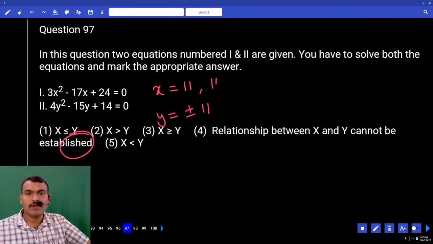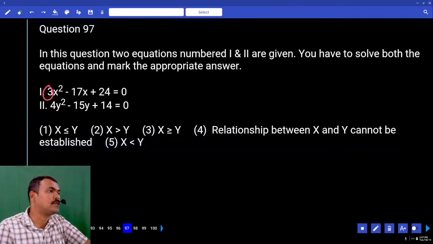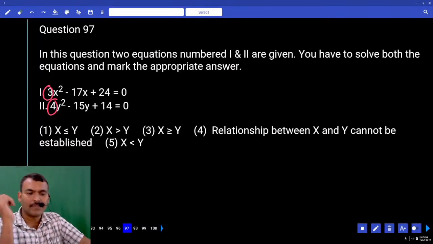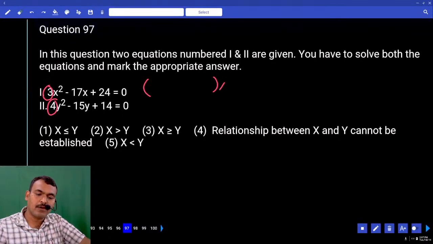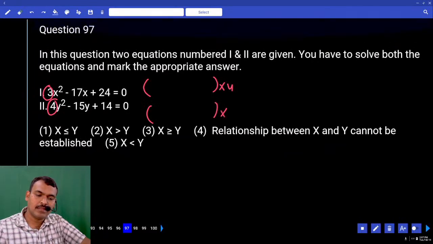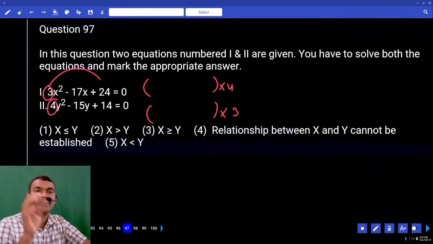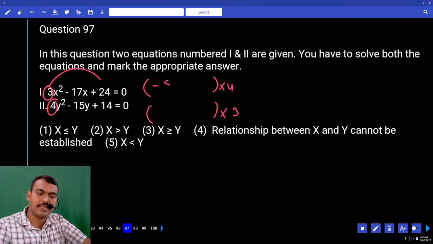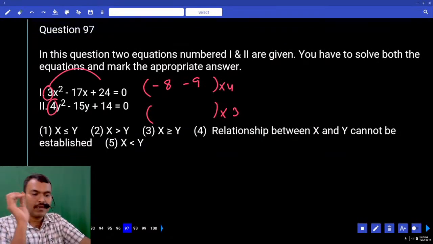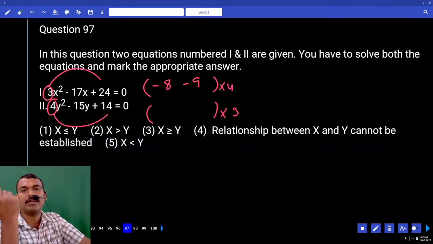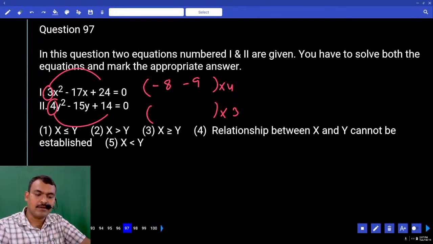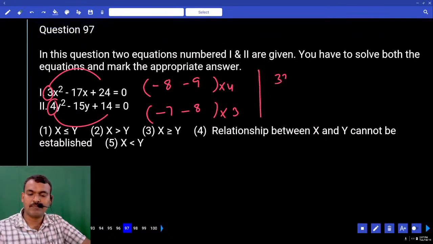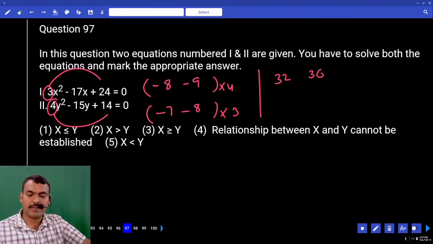Next 97. What is the coefficient of x square? 3. What is the coefficient of y square? 4. What is the LCM of 3 comma 4? 12. Means x roots multiplied by 4 times, y roots multiplied by 3 times, or not? 3 into 24, 72. Means 8 into 9. One will be minus 8, another one minus 9. Second one 4 into 14. 56. 7 into 8, minus 7 minus 8. And what are the x final roots? 32, 36.